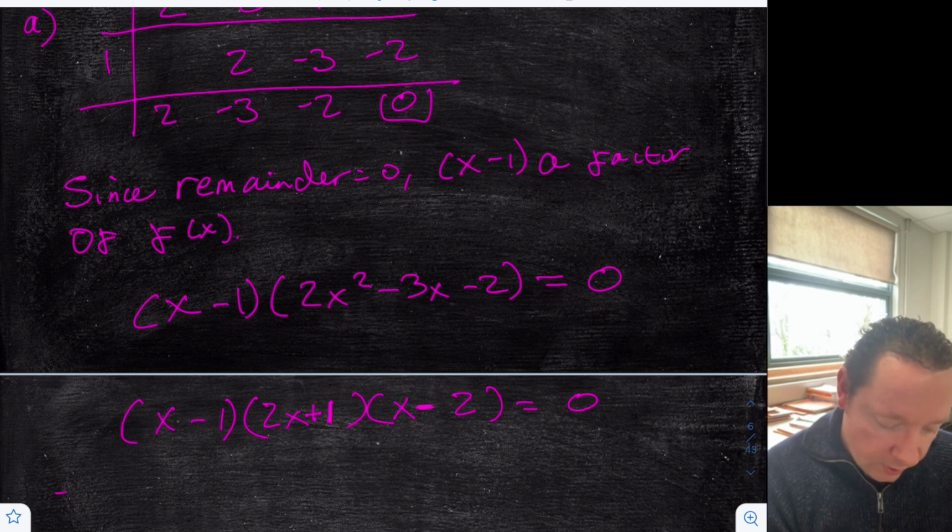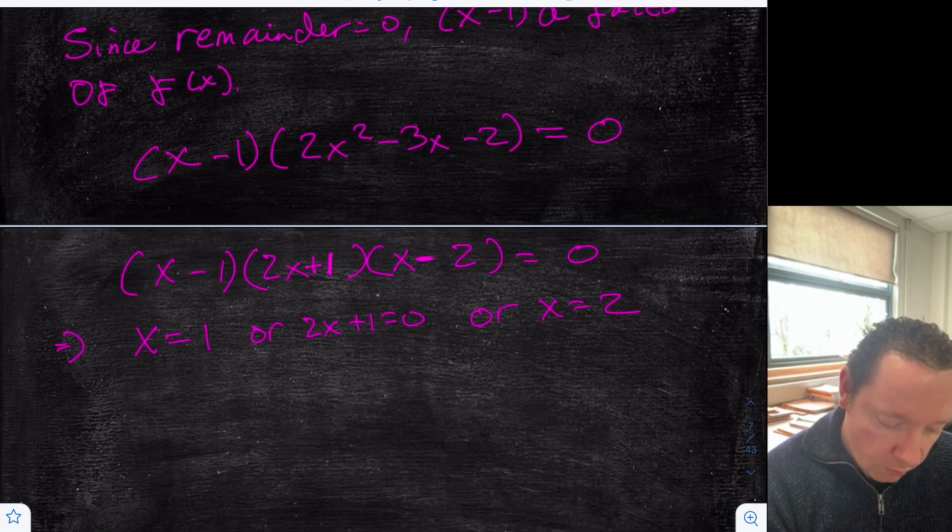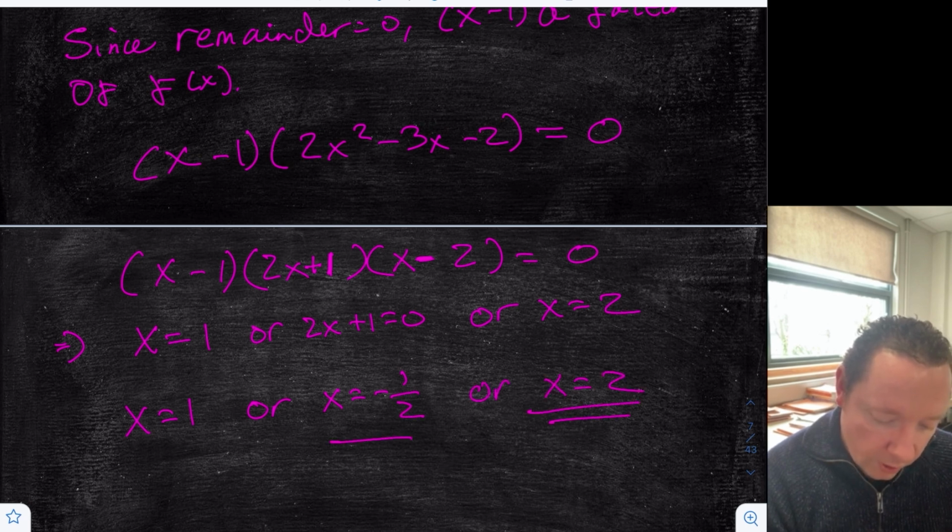So that gives the first bracket is x equal to 1, or 2x plus 1 equals 0, so x equals minus a half. Solving our middle one, we get x equal to 1, or x equals minus a half, or x equals 2, and we're done there.